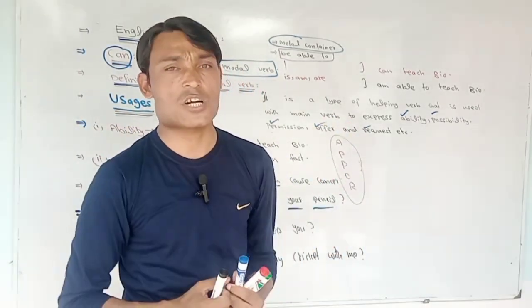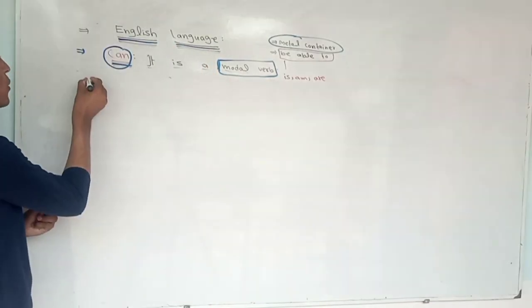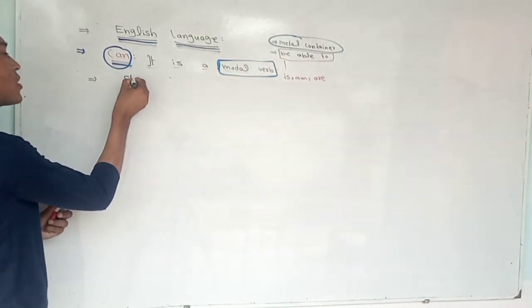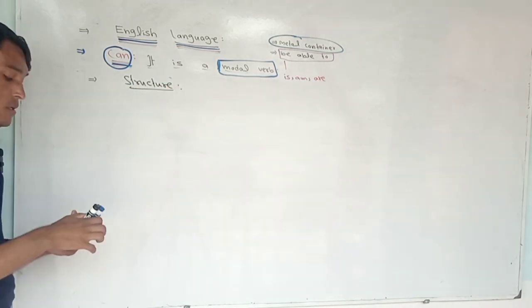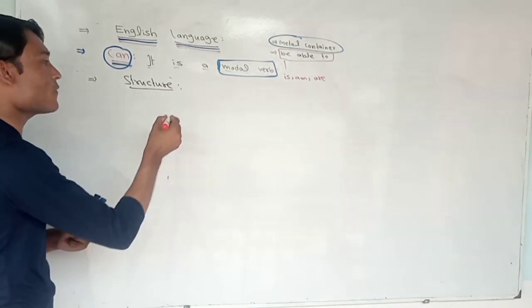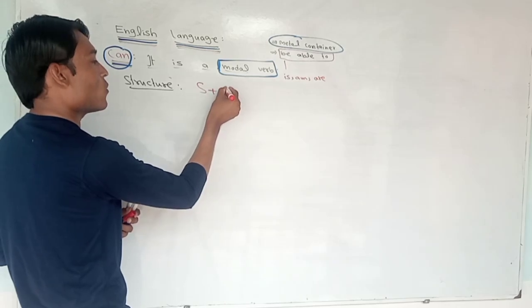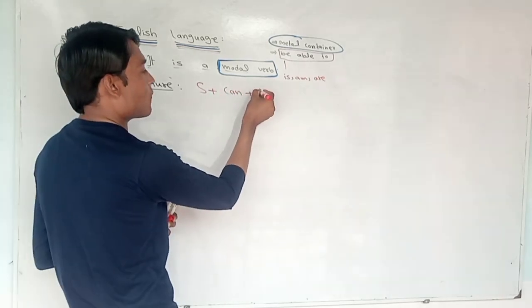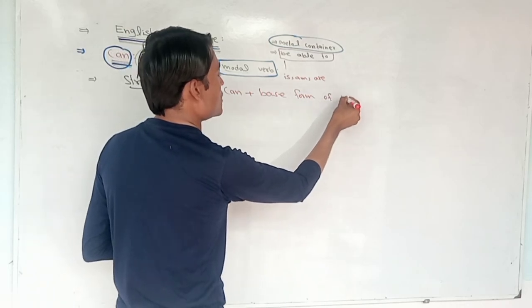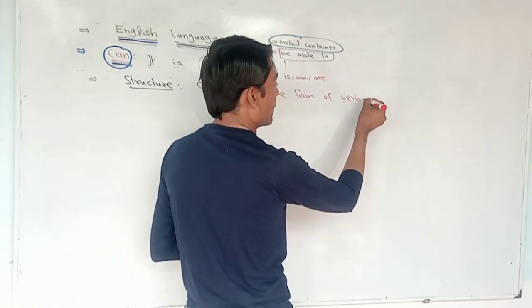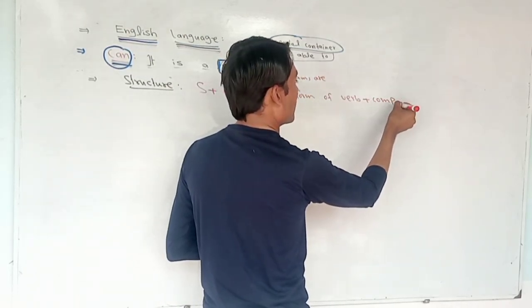Now let's talk about the structure, or we can also call it the formula. What is the formula or the structure? First of all, we need a subject, then we need can, then the base form of verb. Base form of verb is also called first form of verb. And then we need a complement.